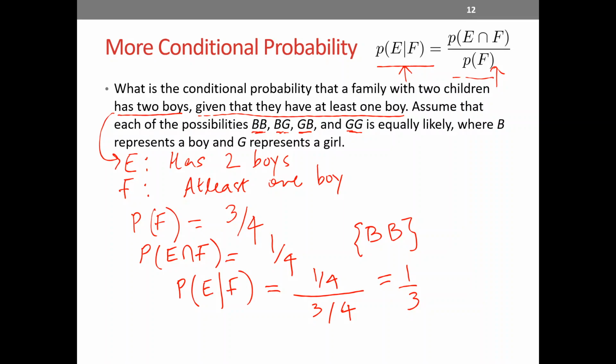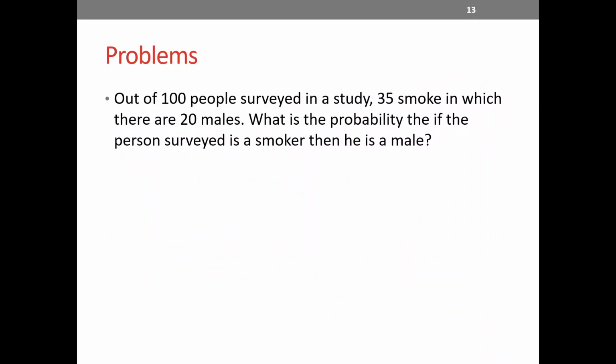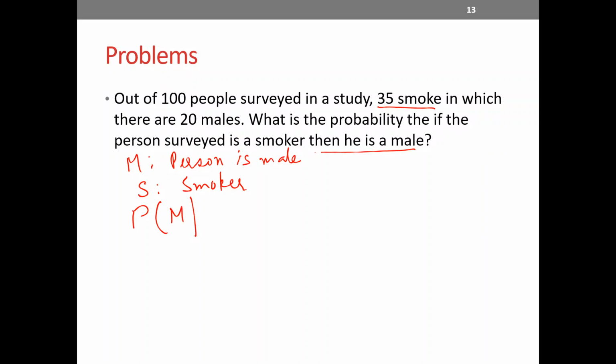Okay, let's quickly look at another problem based on conditional probability. Out of 100 people surveyed in a study, 35 smoke, in which there are 20 males. What is the probability that if the person surveyed is a smoker, then he is a male? So if I'm saying M, that the person is a male, and S for smoker, these are the 2 events. What I'm really trying to find is the probability that the person is a male given that the person is a smoker.